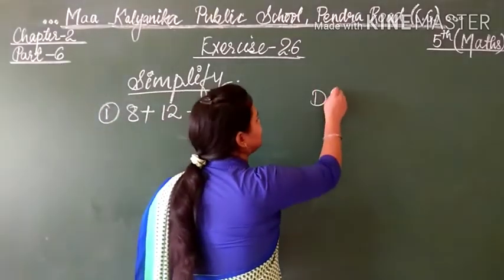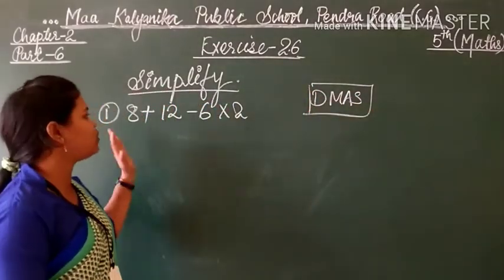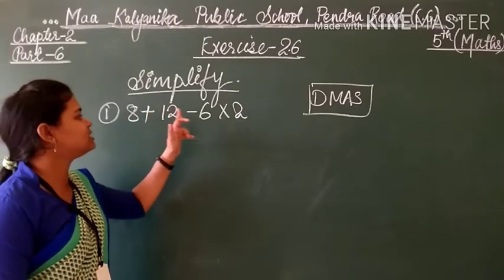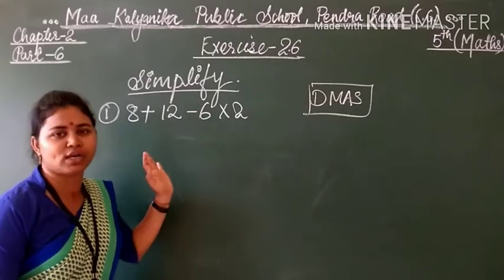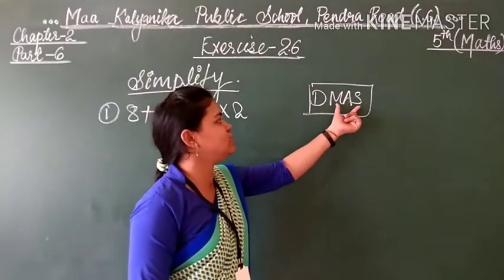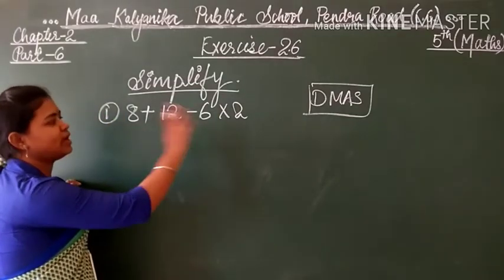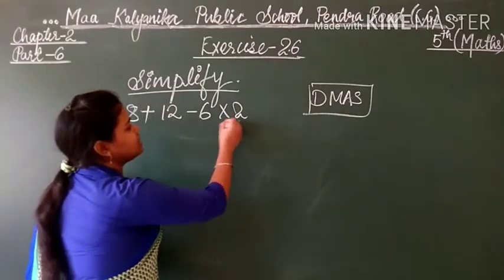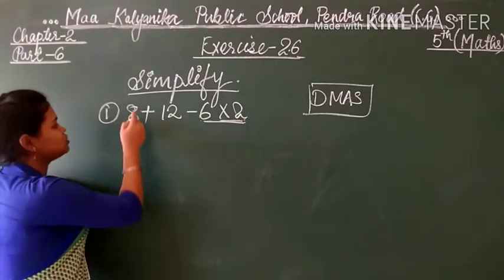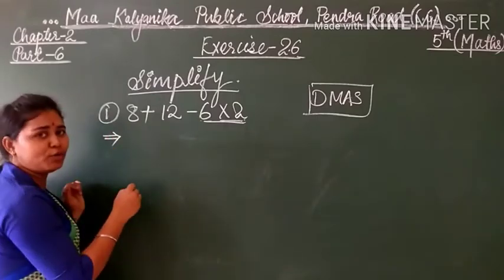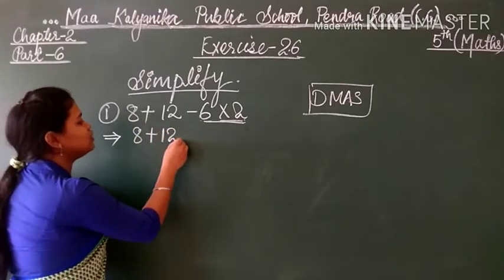So now the DMAS rule. Remember this rule: divide, multiply, add, then subtract. What operations are given here? Plus, minus and multiplication: addition, subtraction and multiplication. Division is not given, so simply remove the division. Multiplication, addition and subtraction. So see here, where is the multiplication sign? Here is the multiplication sign. So you have to multiply this number first. So students, you will put this arrow mark, then you will write simply directly 8 plus 12.